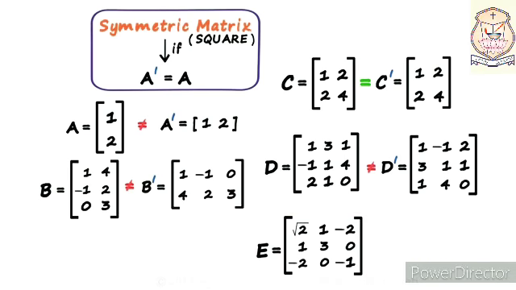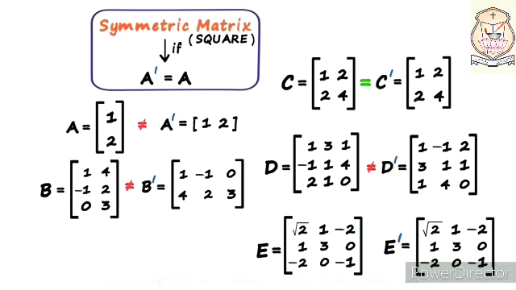The first thing we need to check is if the matrix is a square matrix. As it has equal number of rows and columns, we can say that it is a square matrix. So it may or may not be symmetric. To find out if it's symmetric, we need to find E transpose. This is what we get by interchanging the rows and columns of E.